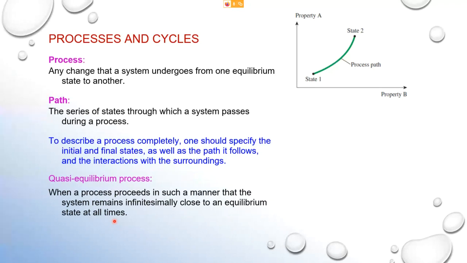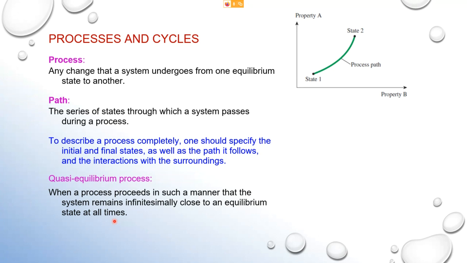And what is quasi-equilibrium? Quasi-equilibrium can be viewed as a very slow process. So slow process, that means every time it changes, it changes by a very infinitesimal amount, so that the system or the particles within the system have enough time to adapt to the changes, let's say from point 1 to point 2. So if enough time is given for the particles to undergo changes from one equilibrium to the next equilibrium, then we say it is quasi-equilibrium.